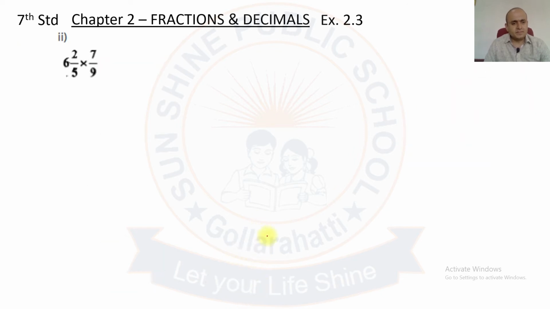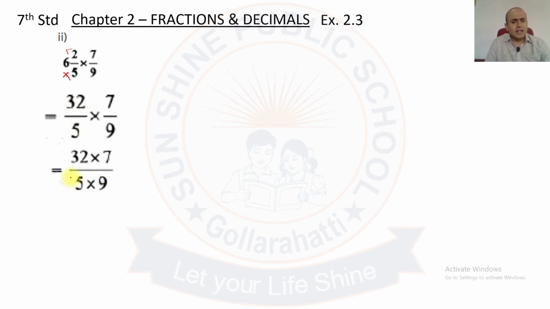Next question. 6 2 by 5 into 7 by 9. Here convert this mixed fraction into an improper fraction by multiplying 6 into 5. 6 5s are 30 plus 2, that is 32. So we get 32 by 5 into 7 by 9. Now let us multiply 32 into 7 by 5 into 9. Therefore we get 224 by 45.